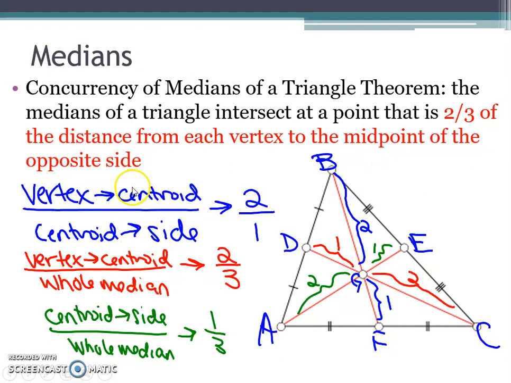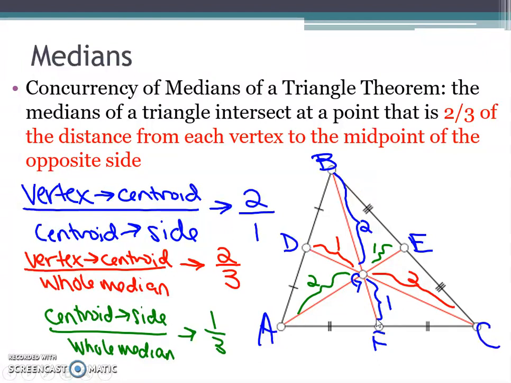So can we write this on your paper? Let's write 3 things. One is for blue, one is for red, one is for green. Let me explain. Everybody write this: vertex to centroid. Let's look at the blue here. Vertex to centroid, let's say it's 2 centimeters, okay? Centroid to side, let's say it's 1 centimeter. So it's a 2:1 ratio here.